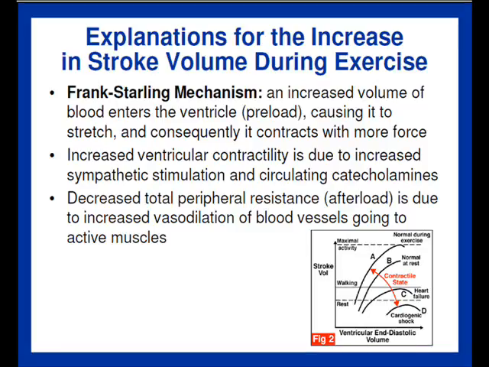Decreased total peripheral resistance, or the afterload, right? Resistance downstream. That can be decreased during exercise because of increased vasodilation of the blood vessels to get increased blood flow. That will decrease the afterload. Okay? Decrease the afterload.